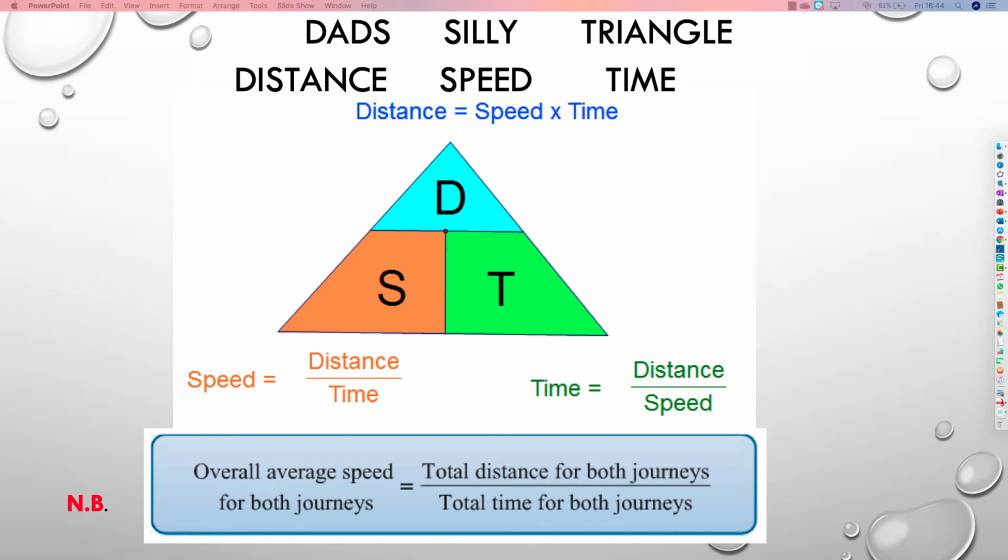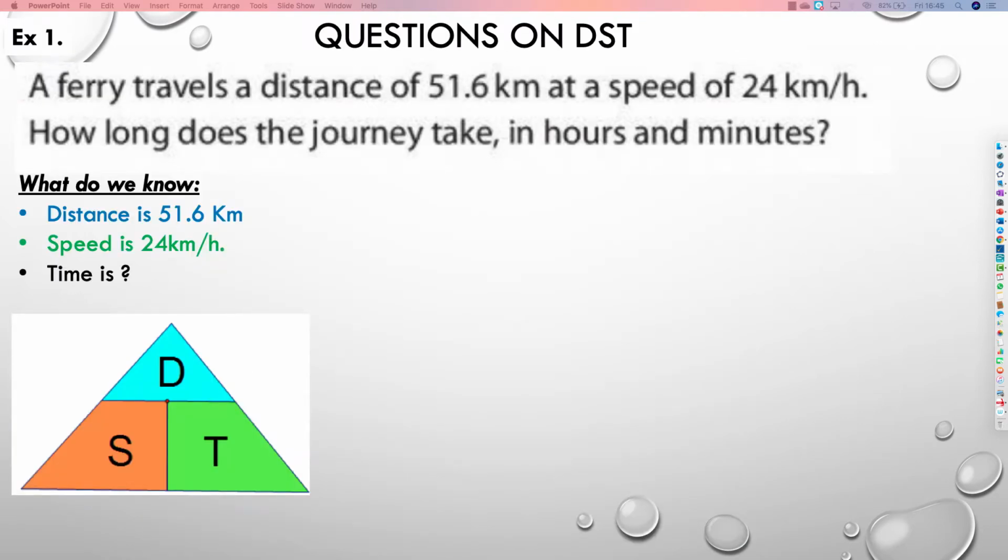With distance, speed, and time, you have to remember our little triangle. Our little poem is Dad's silly triangle. So, distance is equal to speed multiplied by time. Speed is distance over time, and time is distance over speed. Is that okay? So, for example, a ferry travels a distance of 51.6 kilometers at a speed of 24 kilometers an hour. How long does it take? Off you go.